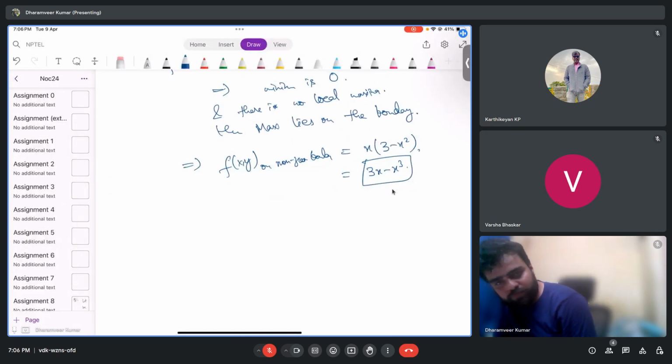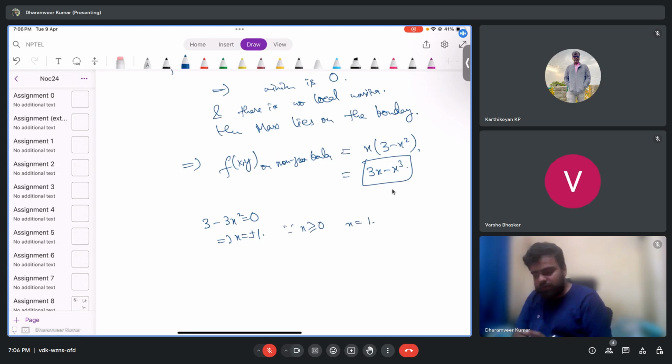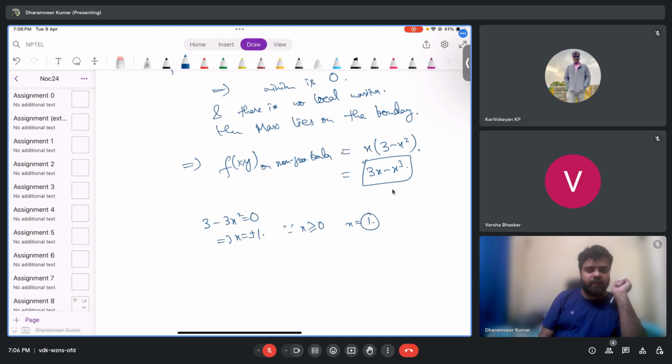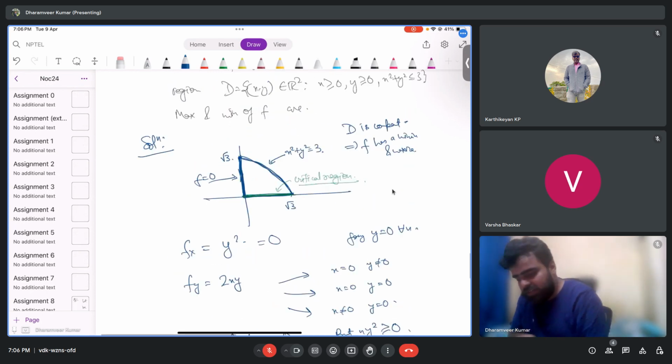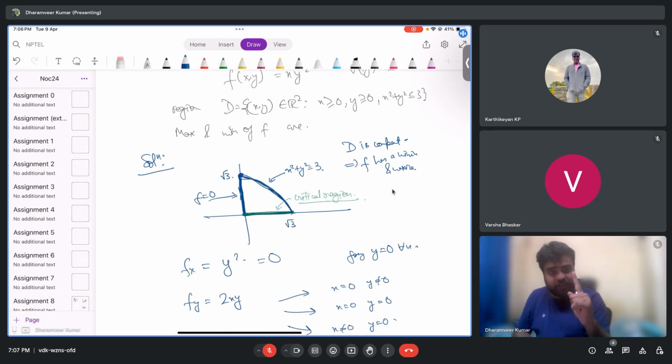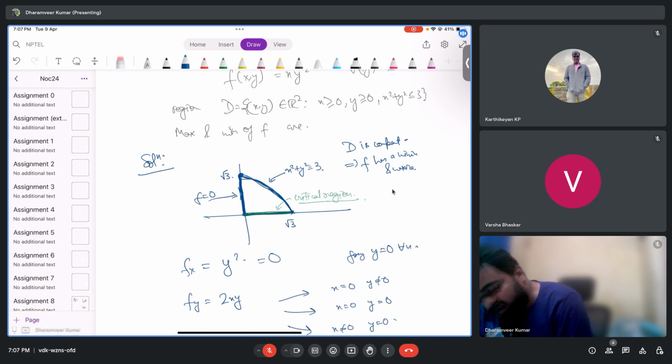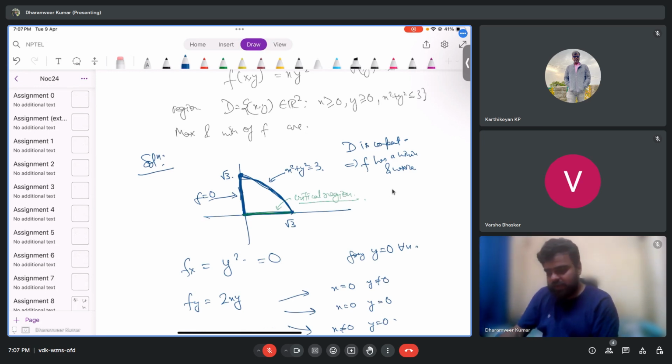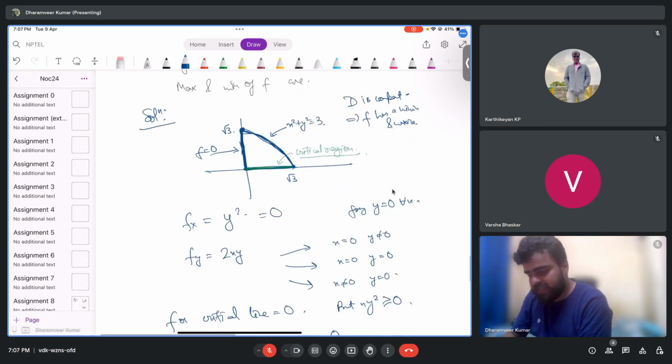Okay, what do you do? 3 minus 3x square equal to 0. That implies x is equal to plus minus 1. Since x is greater than or equal to 0, x is equal to 1. Only at x equal to 1 there is one critical point. This function, on this line, it's a single variable, it's 0 at some points at the boundaries.